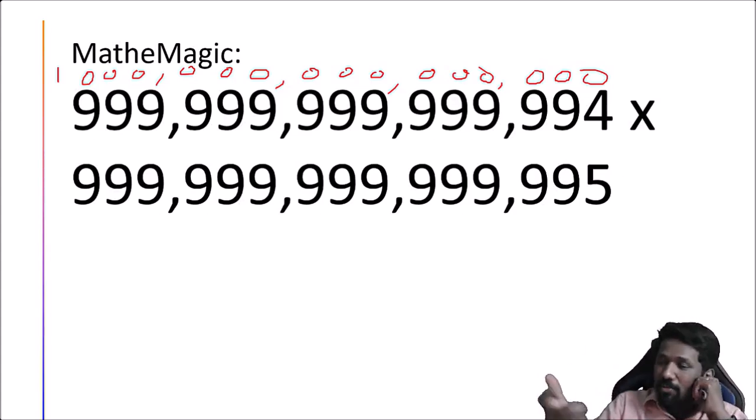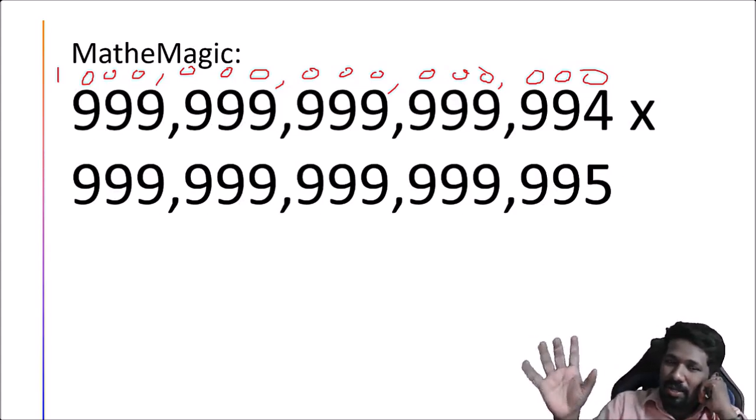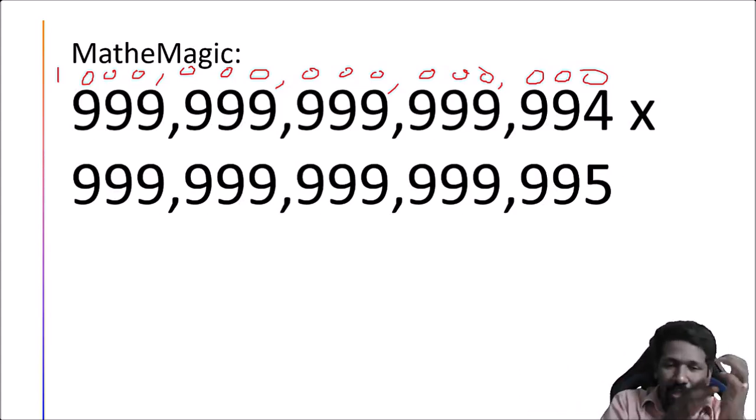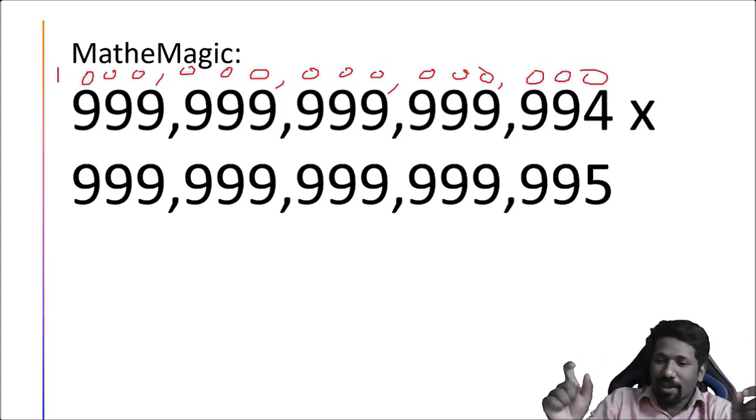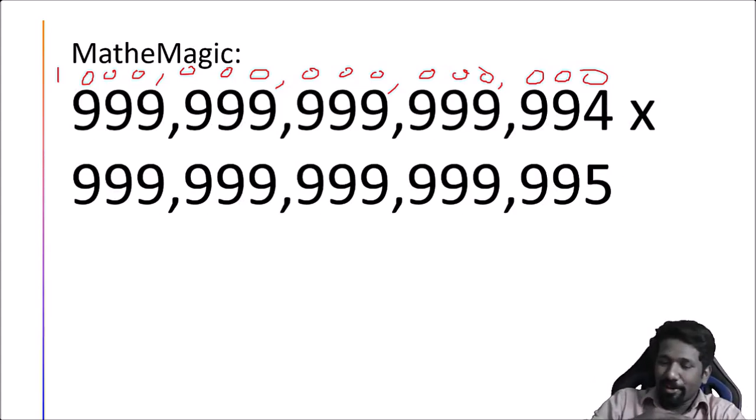And as I told, most of the calculators may show the error symbol, or it may say approximately 9.9 into 10 raised to 24. But that is not the exact value. That is an approximated value. But now you can show them this is going to be the answer. That will be beautiful now.